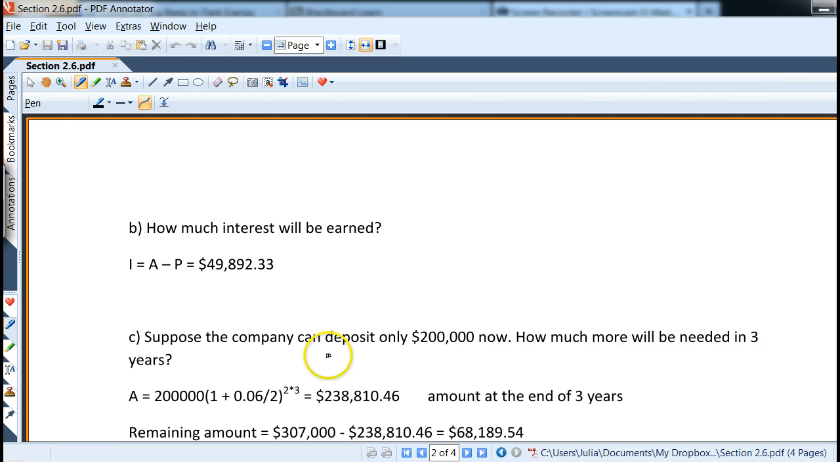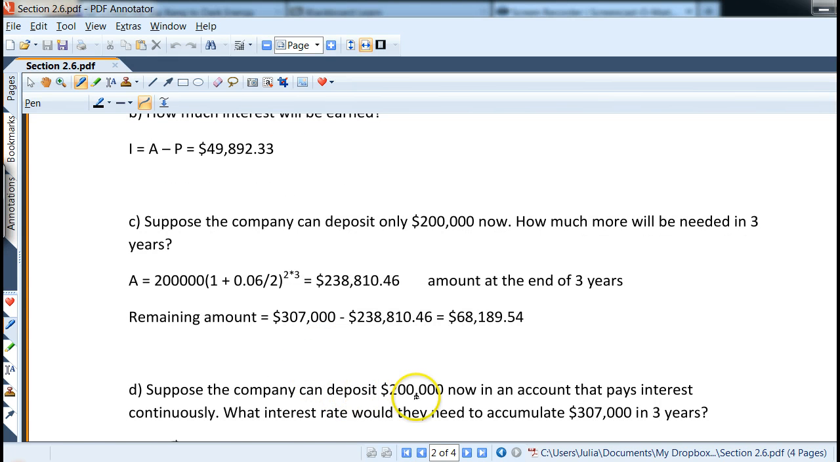So this is going back to the situation where we know the initial amount. How much would they have in 3 years? So I calculated this with the compound interest equation. Notice it's a positive power or exponent. And I got 238,000 around there. And how much should they put in? So the remaining amount, I basically subtracted from how much they will actually need to have. And so they will still need to come up with 68,000, or around $70,000, in about 3 years.